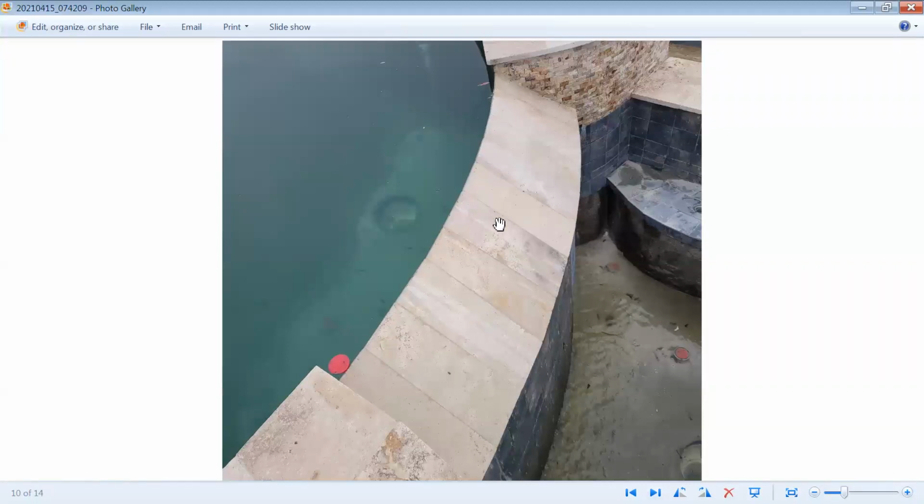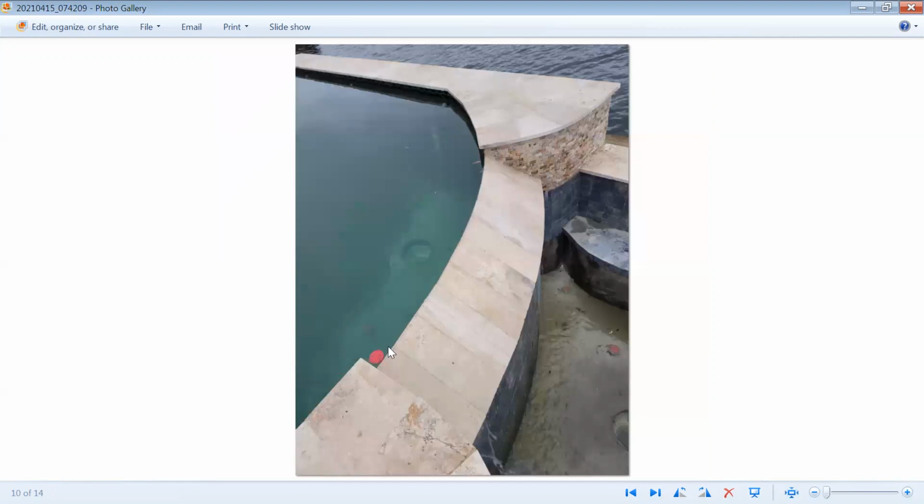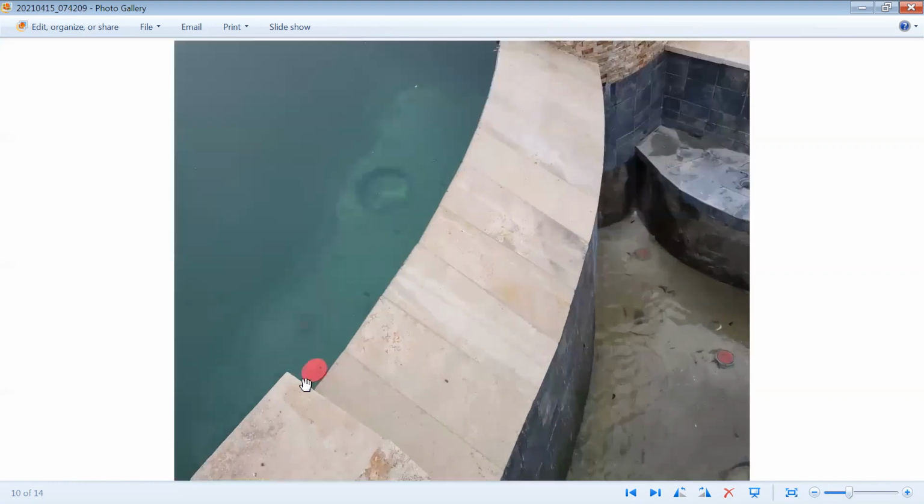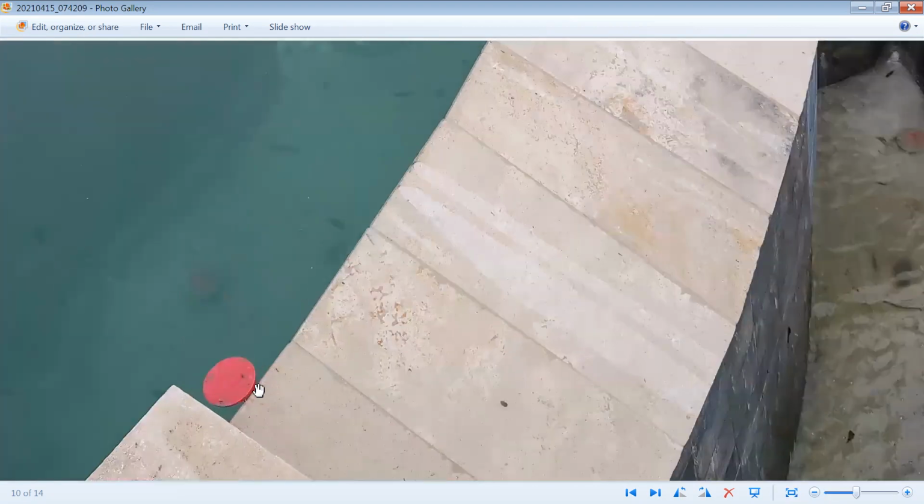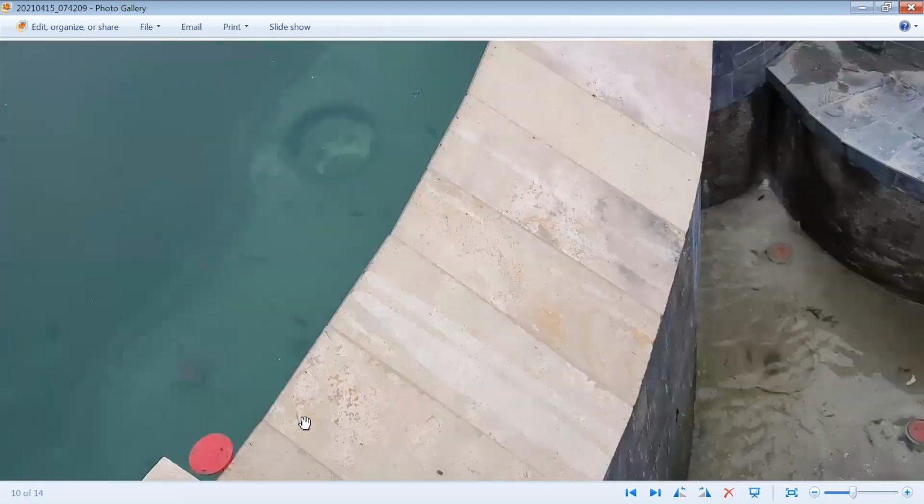is it level? The only way to really find out whether this edge is level is to actually fill the pool. We did put a level on this, and it didn't indicate that it was unlevel. But once we filled it, we found that one side was actually lower than the other side.